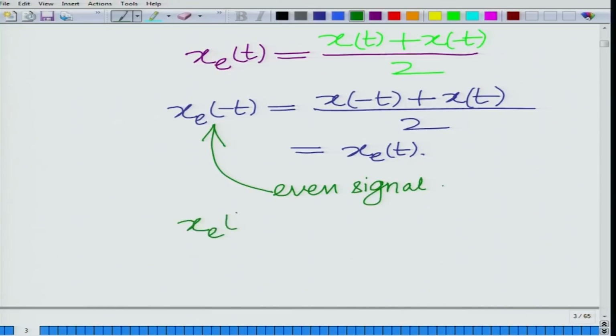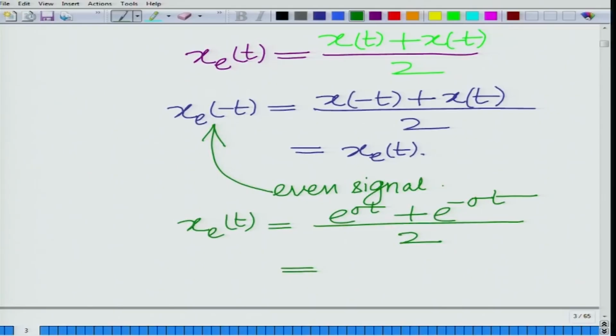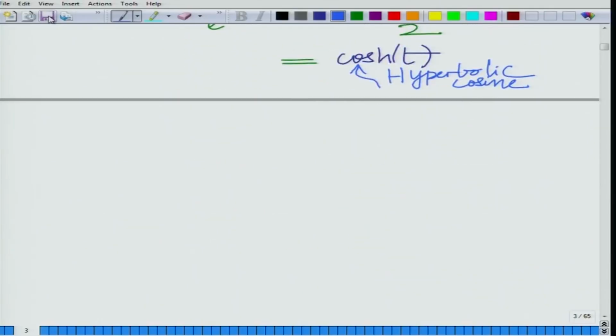So x even of t in this case will be e to the power of sigma t plus e to the power of minus sigma t divided by 2, which is nothing but the cosine hyperbolic of t. So this is a hyperbolic cosine. Okay.